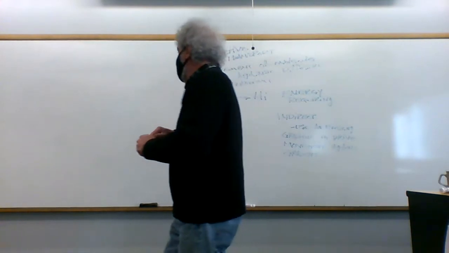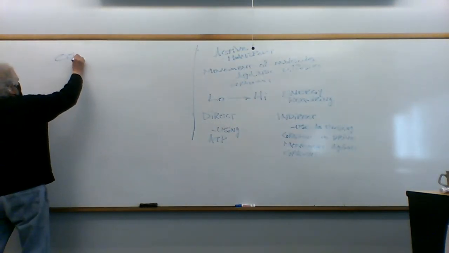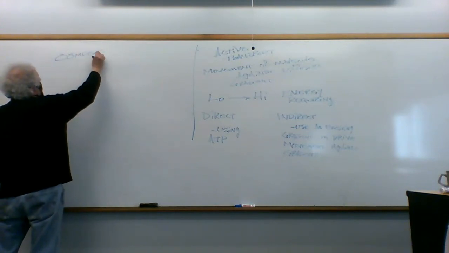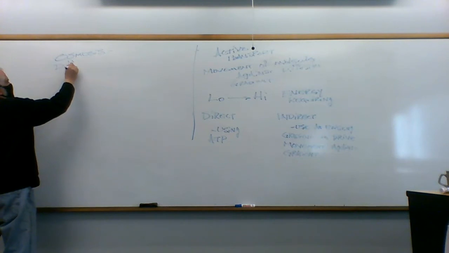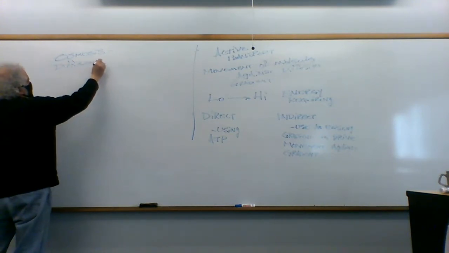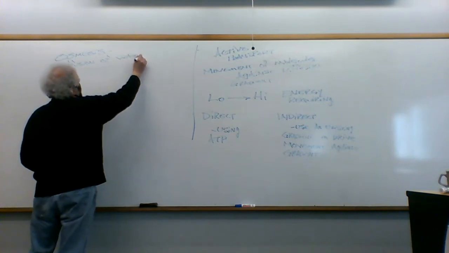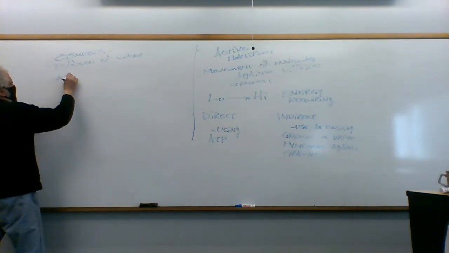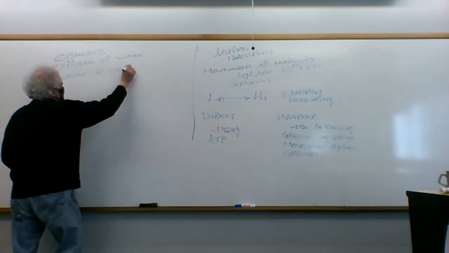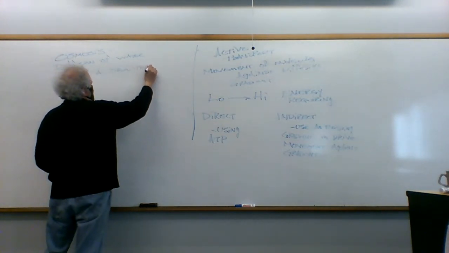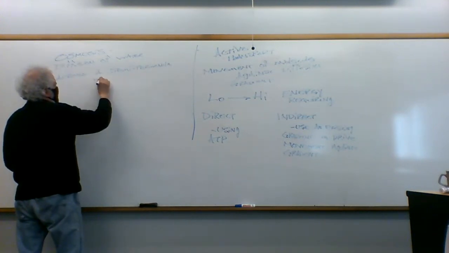Let's define osmosis in the following way. Osmosis is diffusion of water across a semi-permeable membrane.